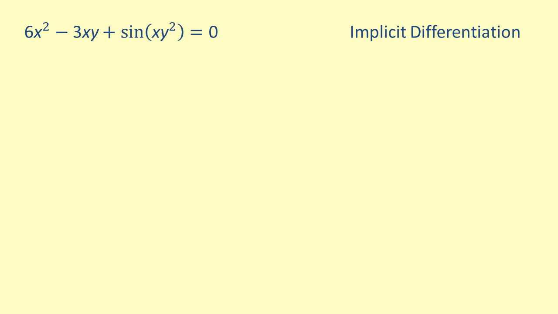Let's look at an example and find the derivative of y with respect to x of f(x, y). To find the derivative, we need to find the partial derivatives of the function with respect to x and with respect to y and substitute them into this equation.